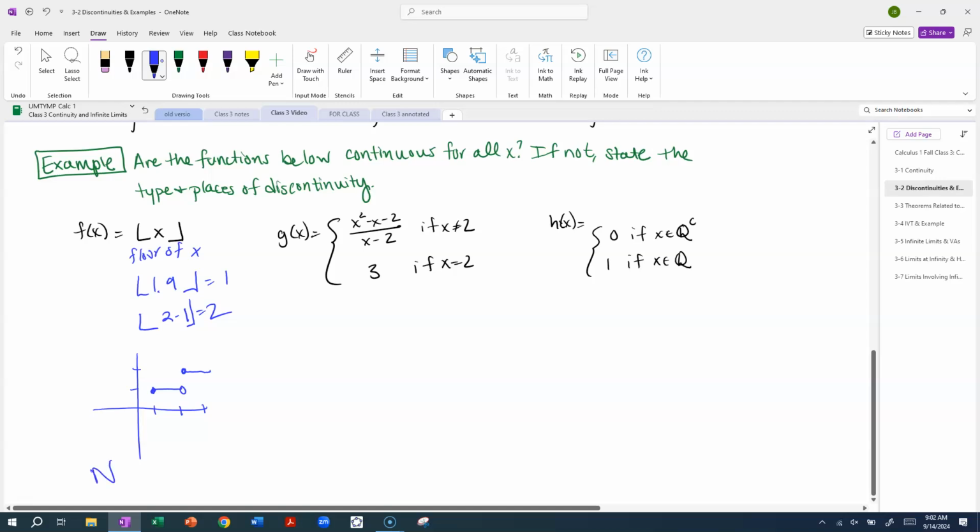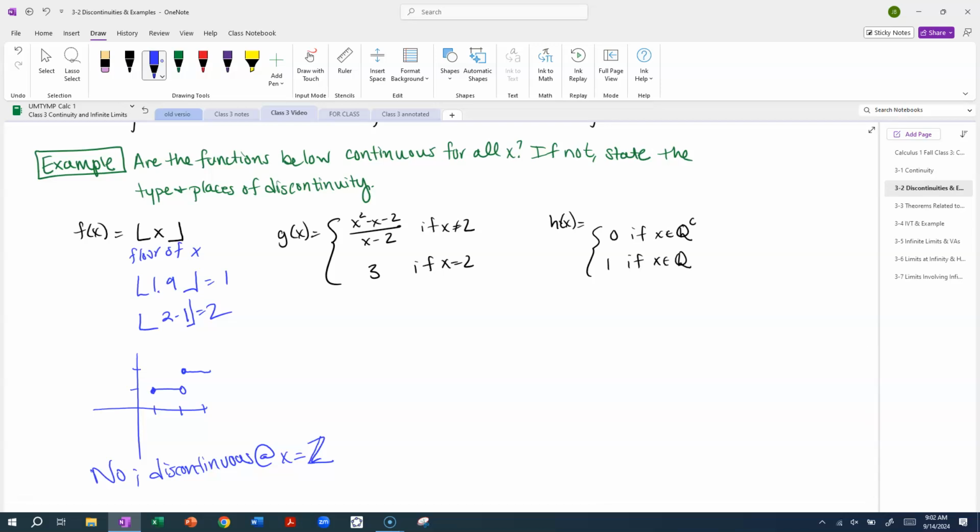And then I would say it's discontinuous at x is equal to an integer. The set of integers is Z.